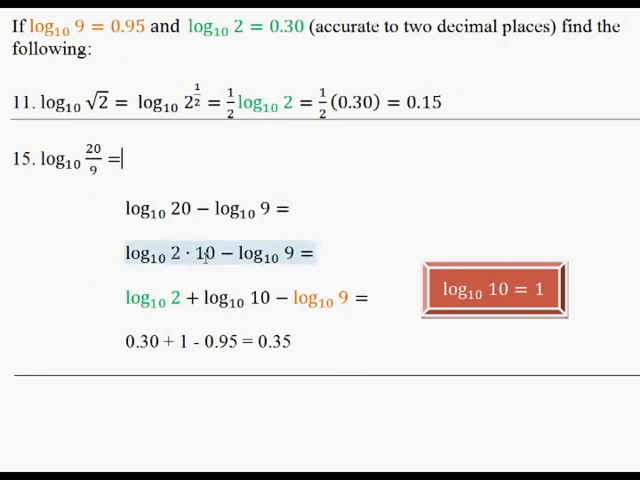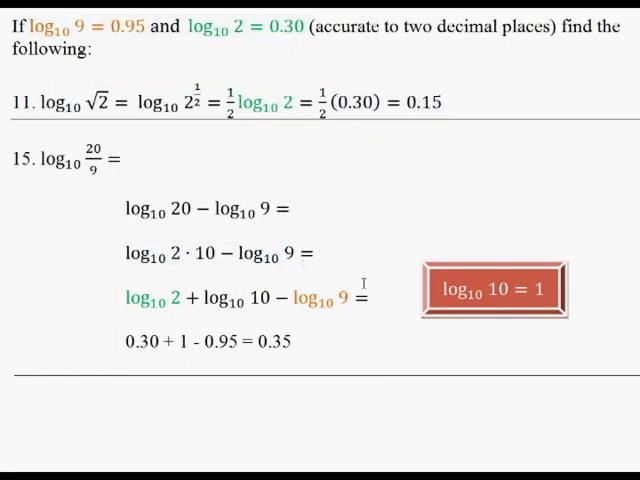Split this up because now I can write this as log base 10 of 2, log base 10 of 10 as this sum, because this is a product, so this splits this up into a sum. Then minus log base 10 of 9. Well, the green one, log base 10 of 2, and the orange one, log base 10 of 9, are our two numbers that were given to us in the directions.